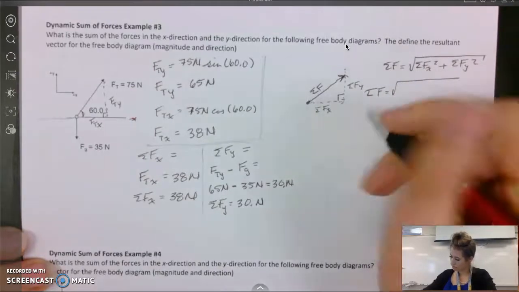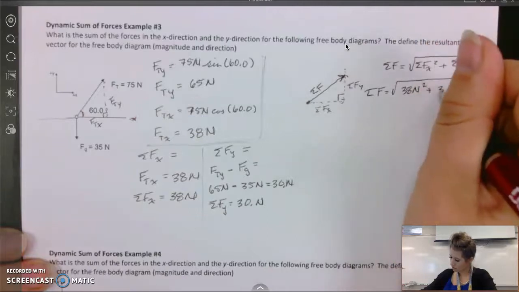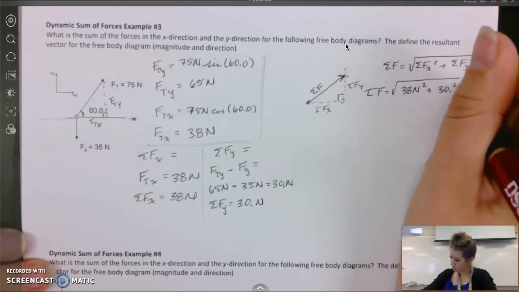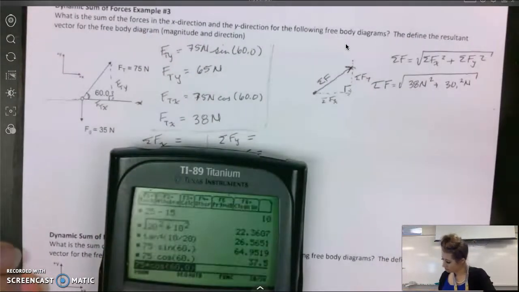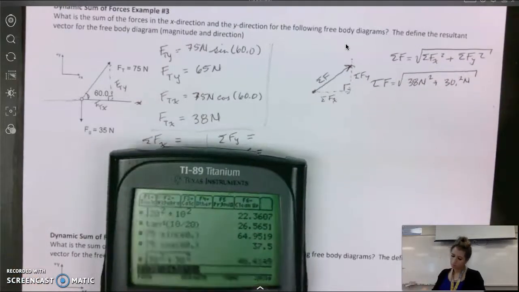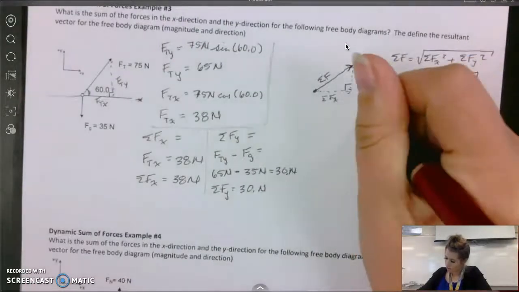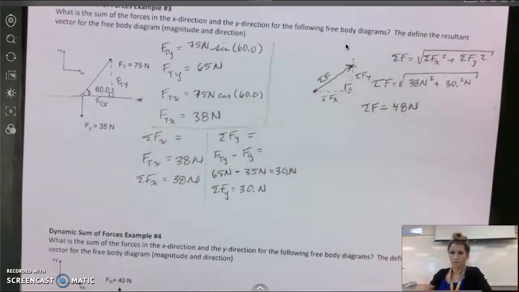Let's see, the sum of the forces in the x direction was 38 newtons. I'm going to add that to the sum of the forces in the y direction, which is 30 newtons. Okay, so we have the square root of 38 squared plus 30 squared. 48.4, 2 sig figs. Sum of the forces is equal to 48 newtons.